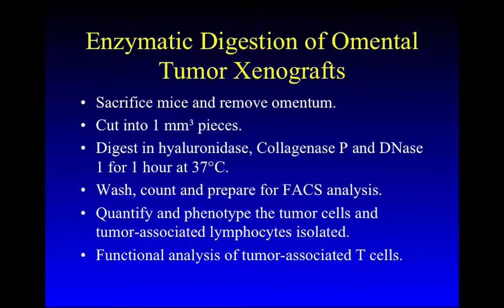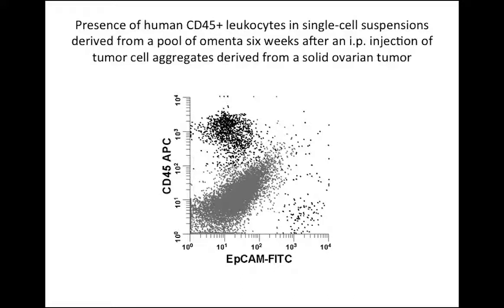This is a standard treatment, and I won't go through it, but it's just the way to digest your tumor with enzymes. We have other ways of getting the cells out, but this is a standard way of recovering single cells from a tumor xenograft. We can isolate and phenotype, and by flow cytometry, we can identify the human T cells, in this case, CD45 positive cells, and we can isolate and detect the EpCAM positive tumor cells.